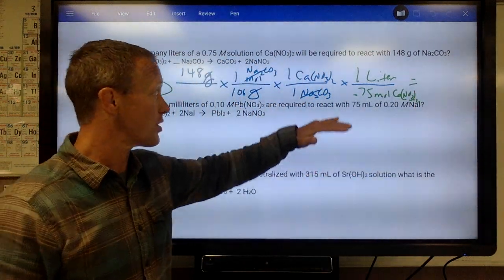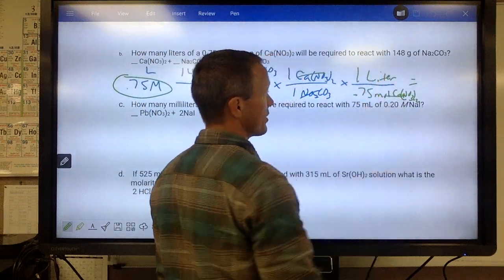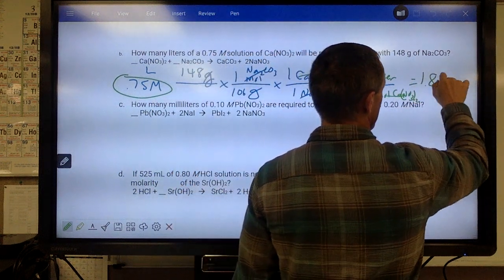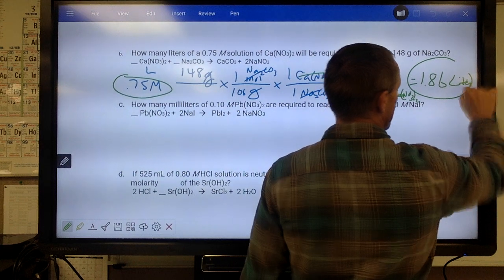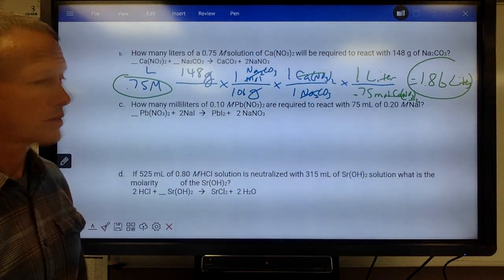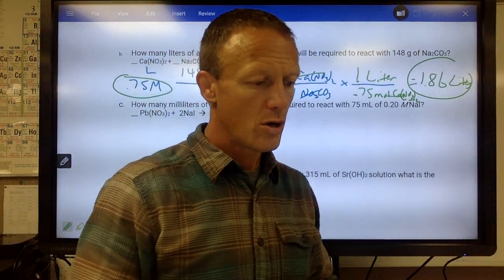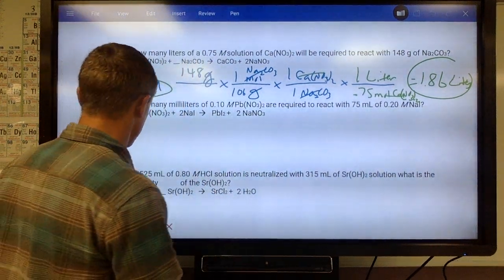I put it in upside down because it's trying to go from moles to liters. So moles cancels, left liters on top. Multiply across top, divide at the bottom, it's 1.86 liters. So remember, molarity gets you from moles to liters and vice versa. Okay, moles to liters, vice versa. All right, I will do one more question on this video.